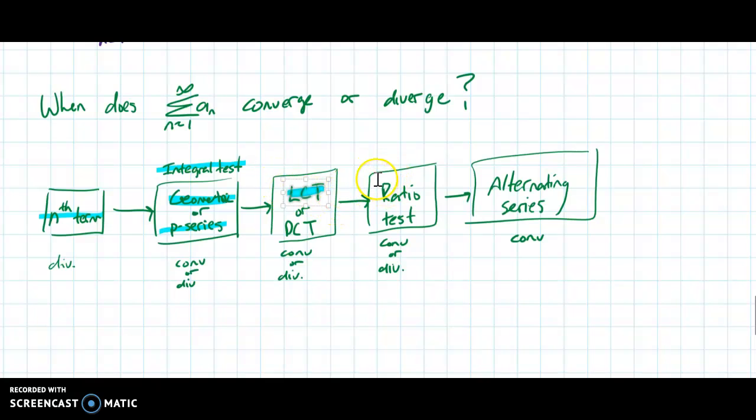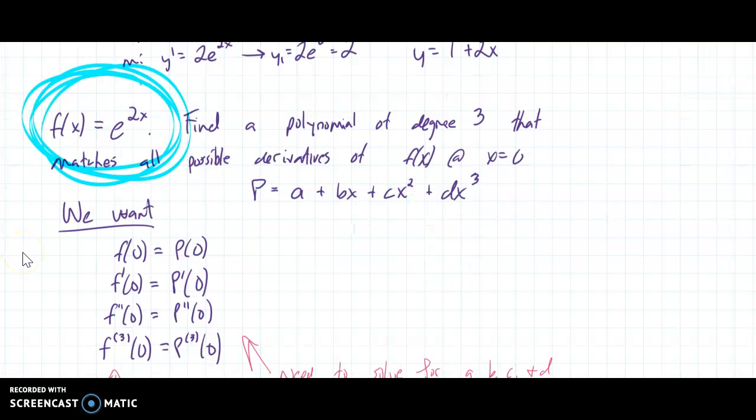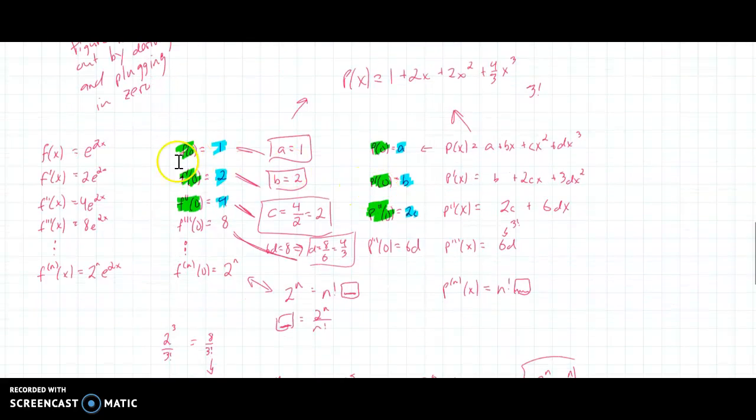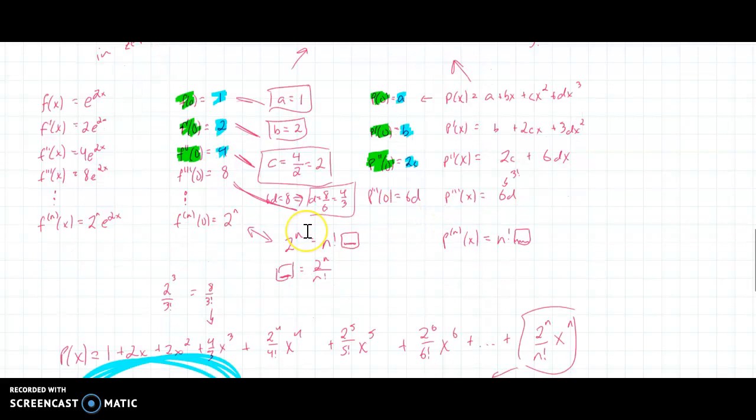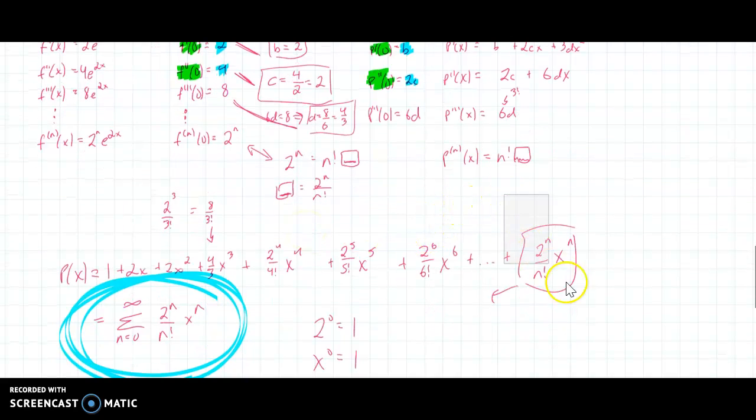And then the next thing we're going to do is focus on the ratio test and pulling back to not just when does sigma of a sub n converge or diverge, but going back to this problem from a couple days ago, where we had f of x equal to e to the 2x, and I asked you to find a polynomial of degree 3 that matched all possible derivatives. We did the third degree one, and then we said, I think we can do the nth degree. And I hope you remember when we plugged that into Desmos and we watched it flip-flop, and it was getting better and better.